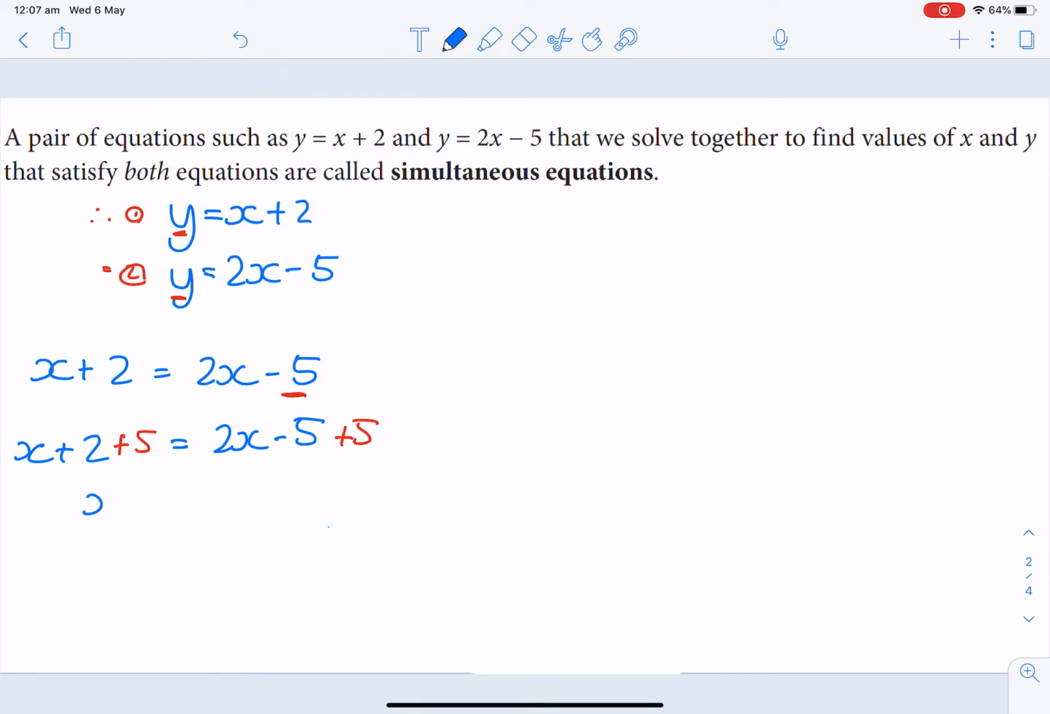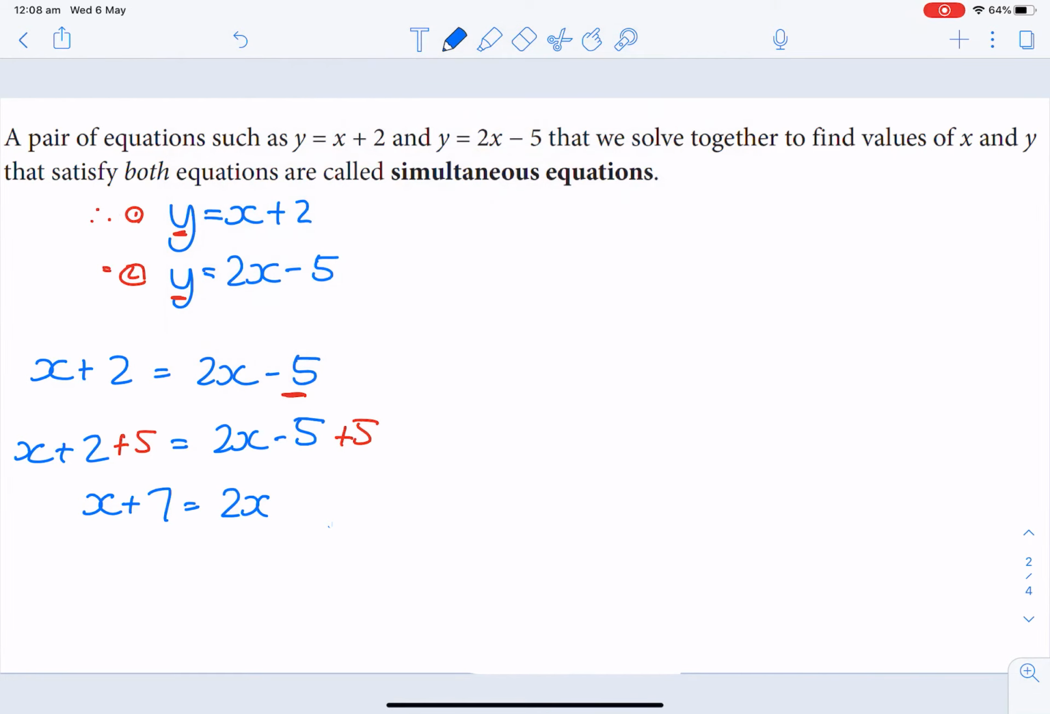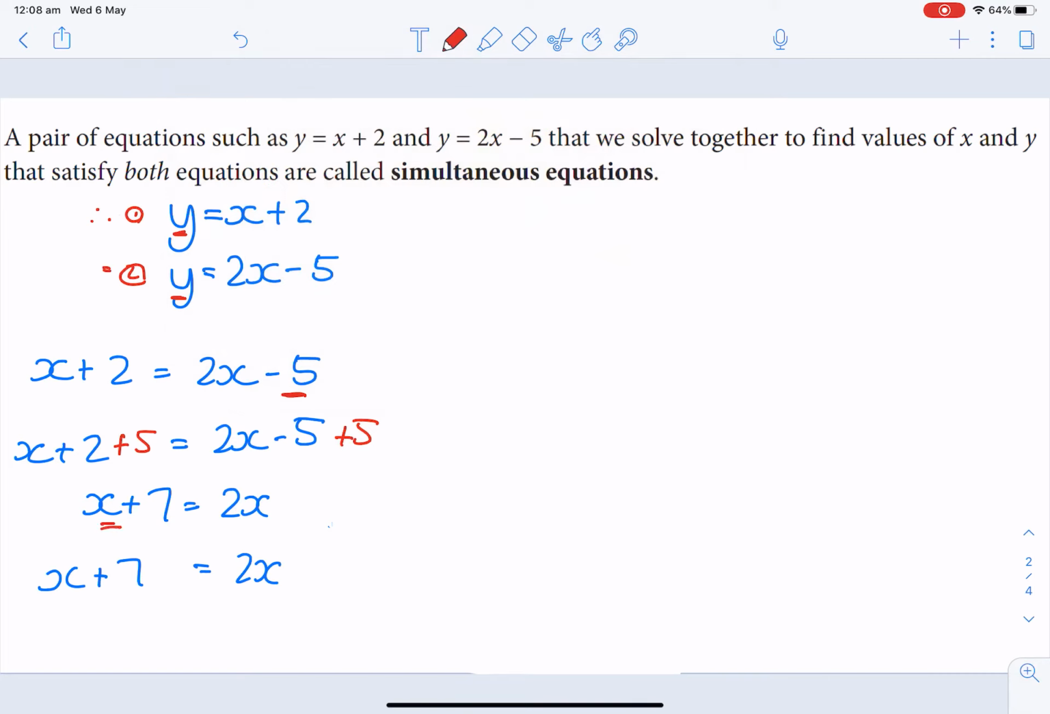So I've now got x plus 7 equals 2x. I've still got my x's on either side, and I choose the side where the x is by itself, and I get rid of the other x. So in this case, x plus 7 equals 2x, and I need to take x from the left-hand side. So I need to get rid of this guy. So I take x, and I take x, and I end up with 7 is equal to x.